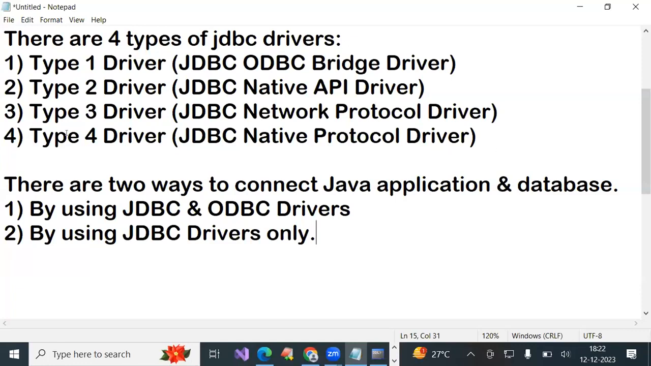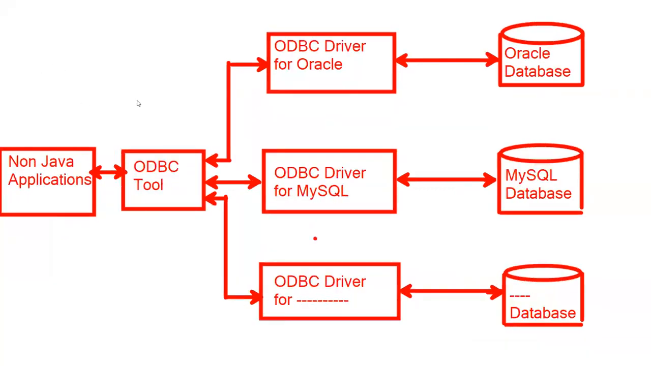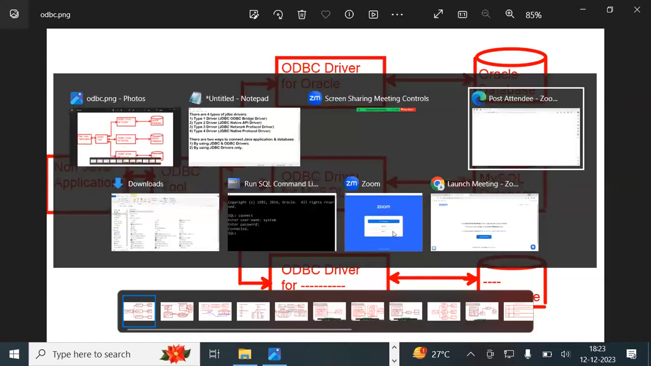Now, in this diagram, you have seen, first this came, then translator came, I said that is nothing but type 1 driver. Now, can we connect Java application and database without using JDBC driver? No, JDBC driver is compulsory. Either 1 or 2 or 3 or 4, compulsory required. Without using JDBC driver, connection is not possible. JDBC driver is mandatory.